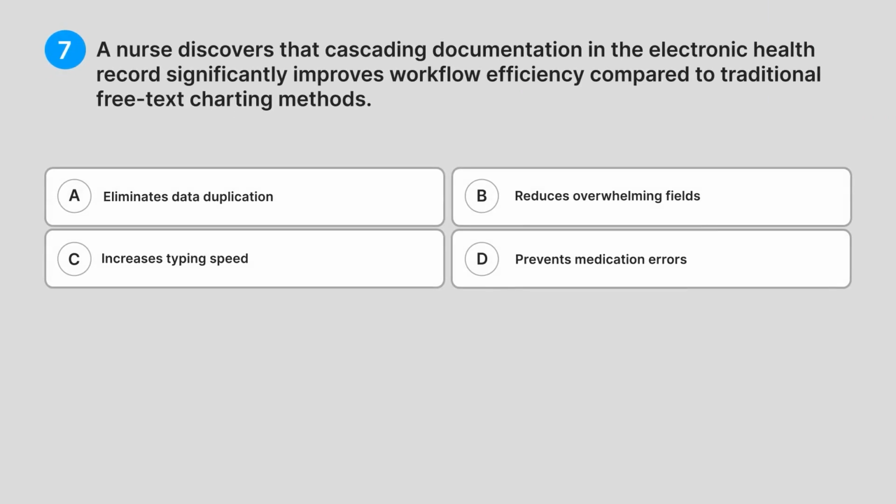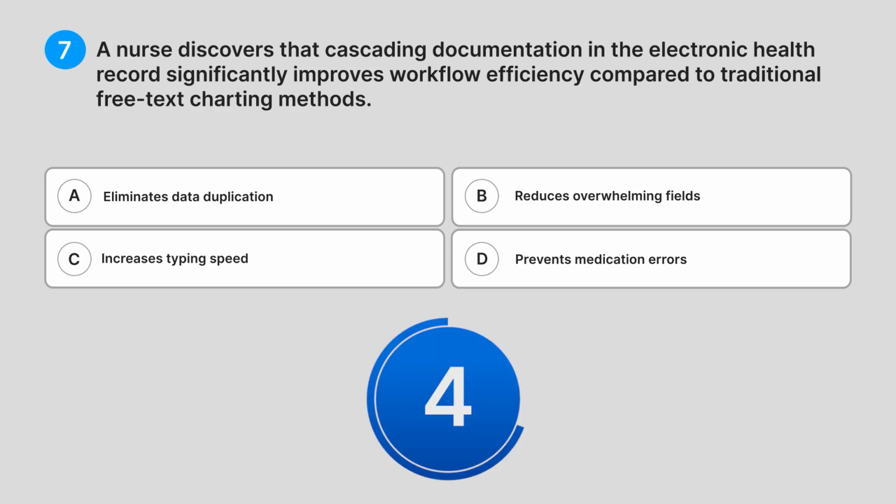7. A nurse discovers that cascading documentation in the electronic health record significantly improves workflow efficiency compared to traditional free text charting methods. A. Eliminates data duplication. B. Reduces overwhelming fields. C. Increases typing speed. D. Prevents medication errors. Can you guess the answer?